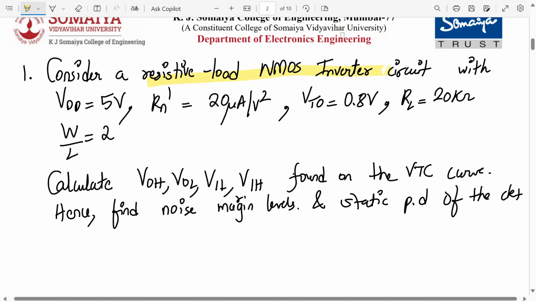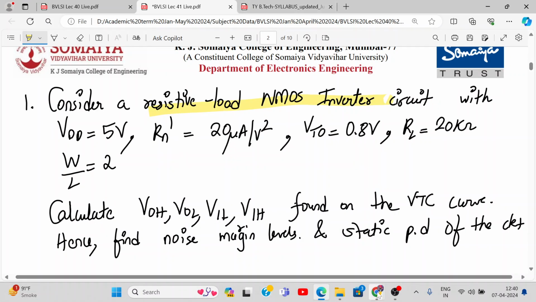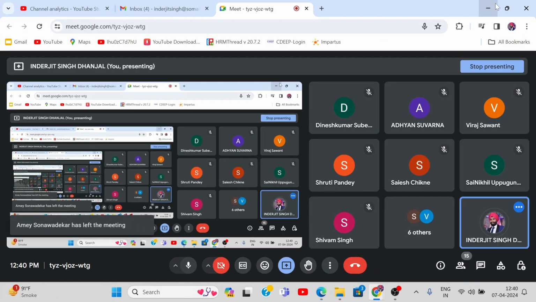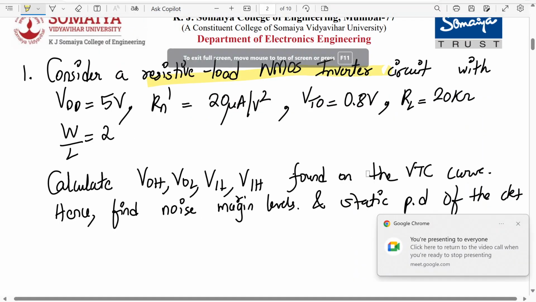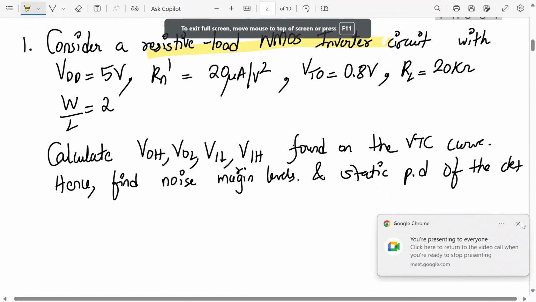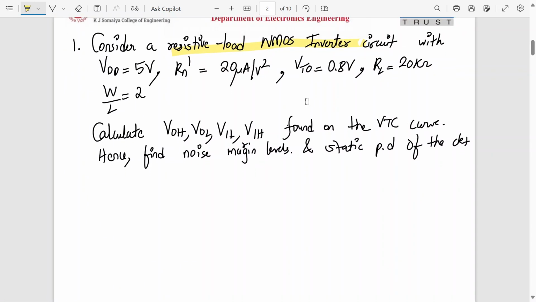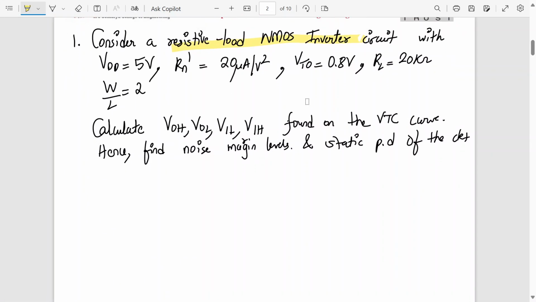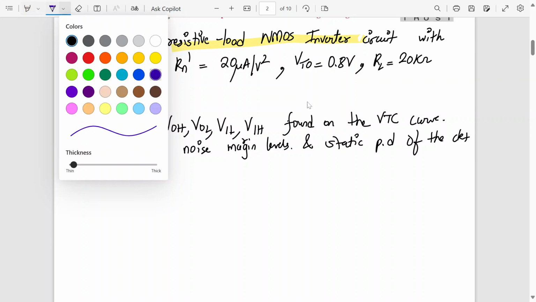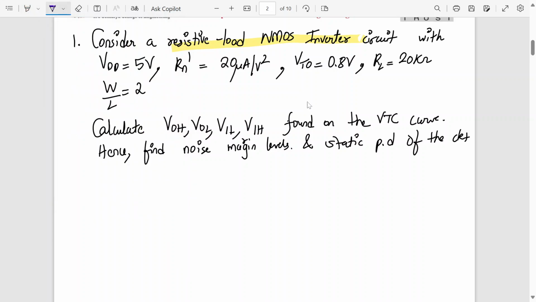Can we start? Everyone ready with me? We can start with the numerical now. So keep your calculators handy nearby. Please write along with me so that you don't lag behind. Let's start with the solution.